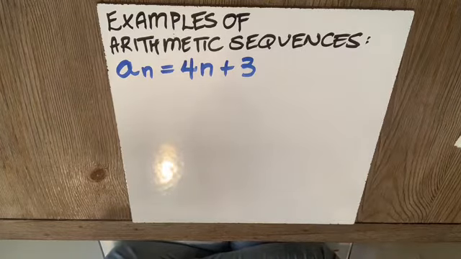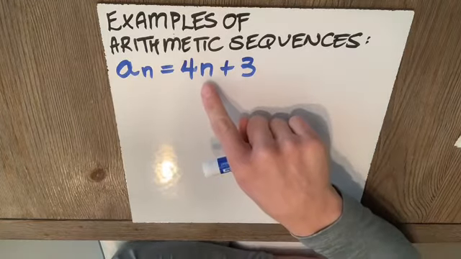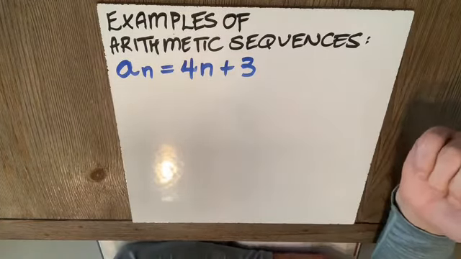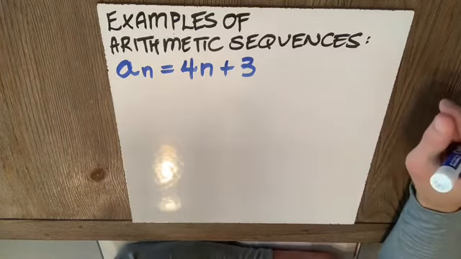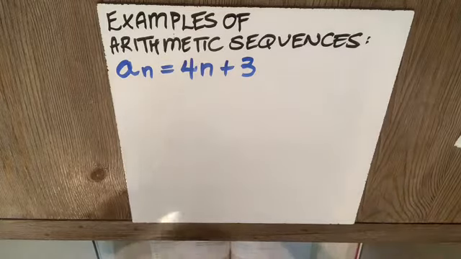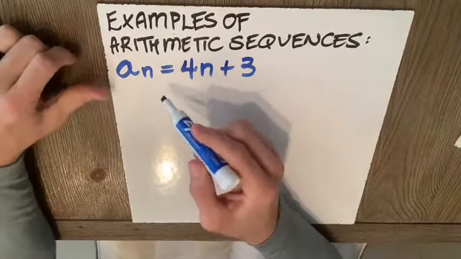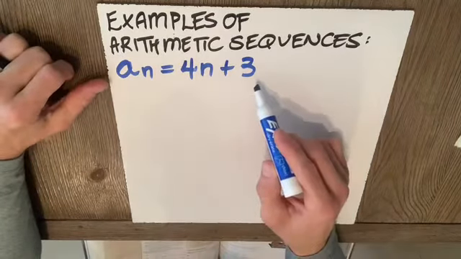If I'm given the general term AN, that's A subscript N, equal to 4N plus 3, I know immediately that it's going to generate an arithmetic sequence, because this is to the first power, or we could say it's linear. So if I have a linear equation, I know that's an arithmetic sequence.